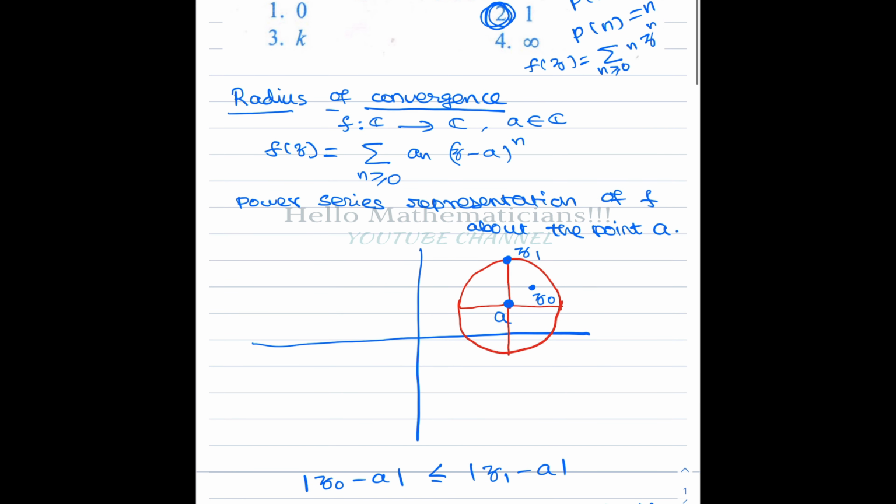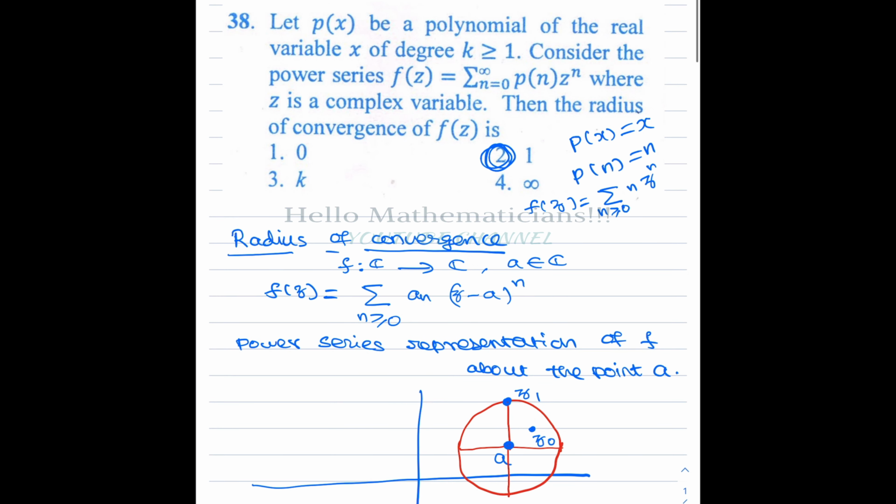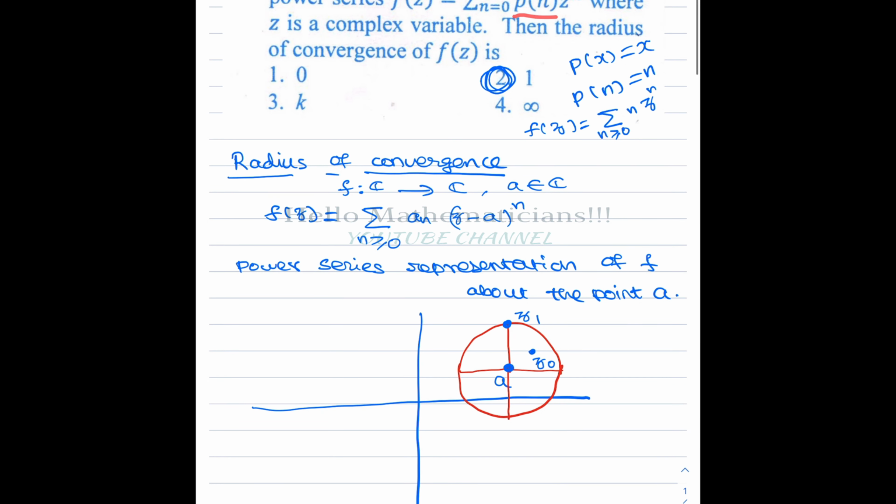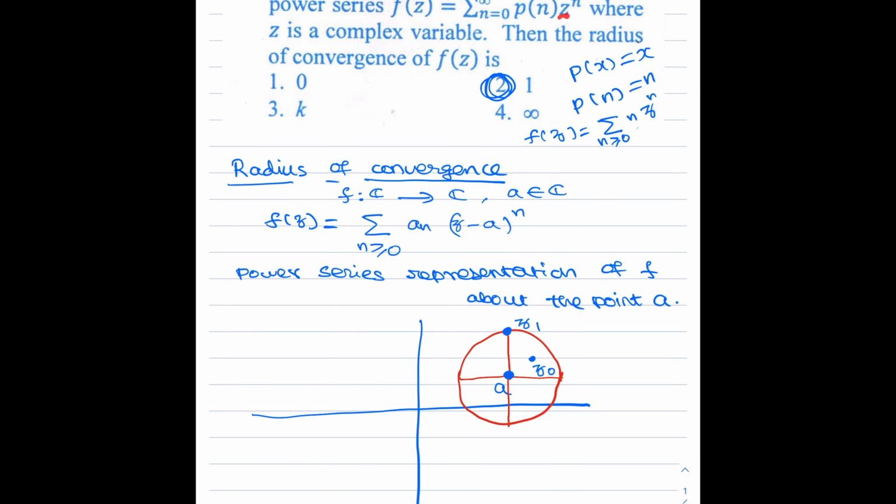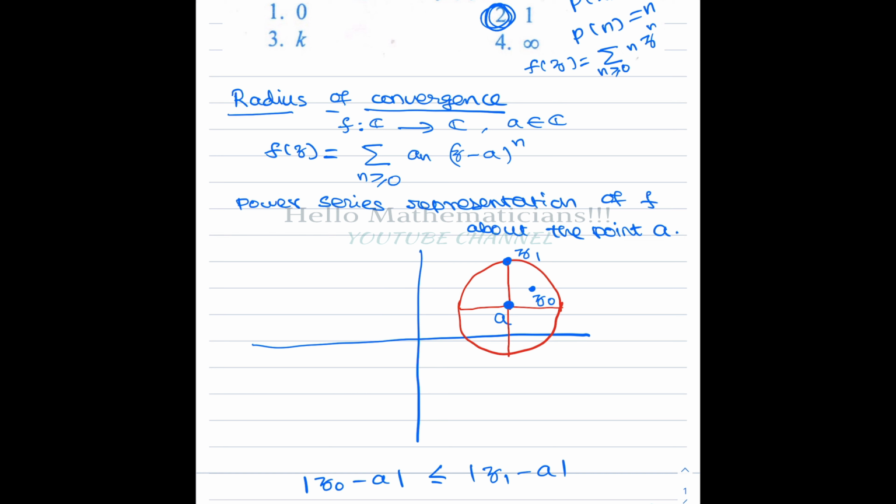A typical power series looks like this. f of z equal to summation n greater than or equal to 0, which means n equal to 0 to infinity, of some coefficient a n. In our problem, it is p of n. Then z minus a, whole power n. In our problem, we take a equal to 0, in place of a we have 0. This is called the power series expansion of this function f around the point a.